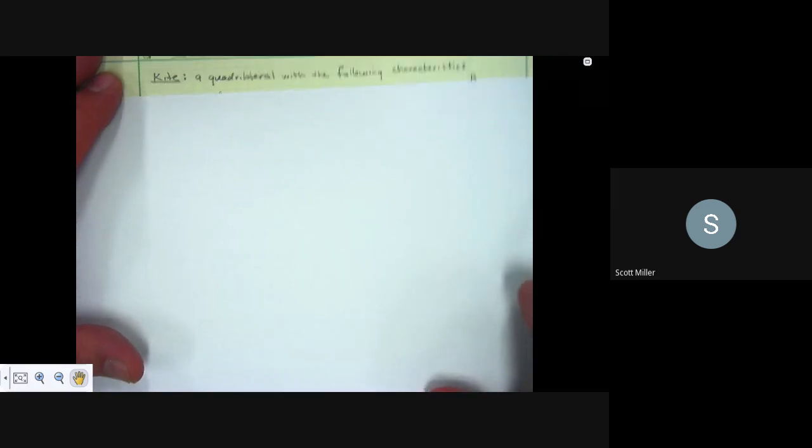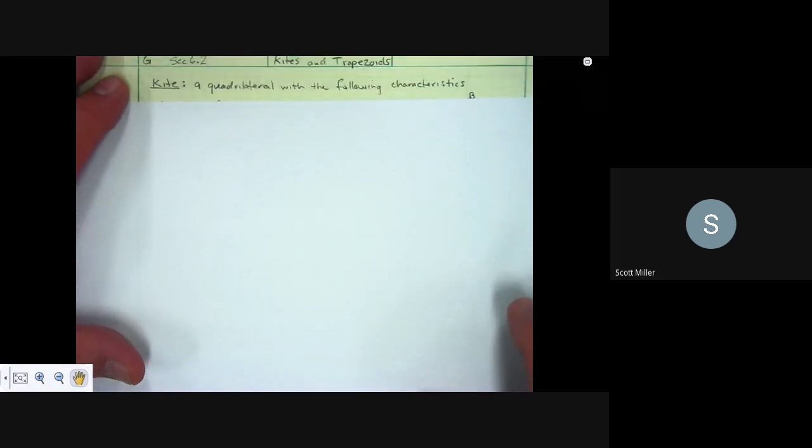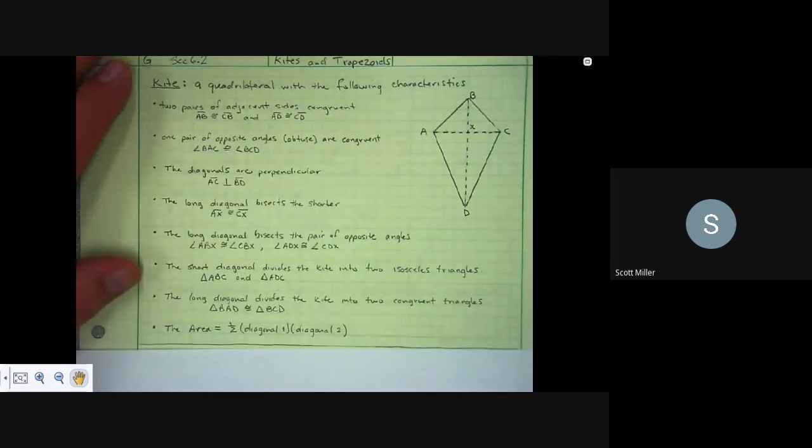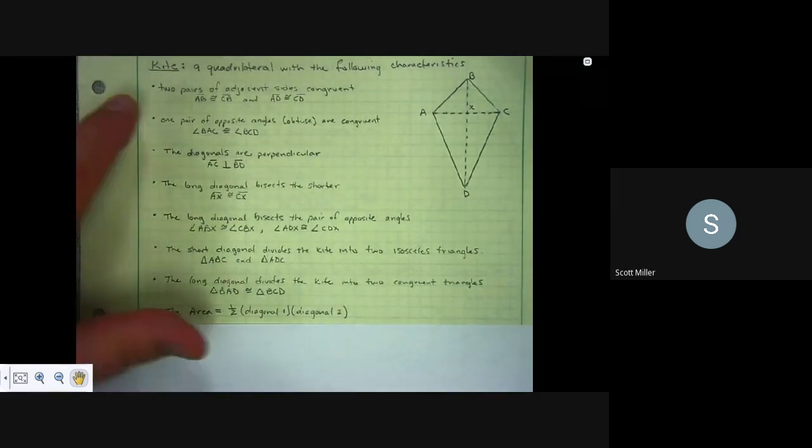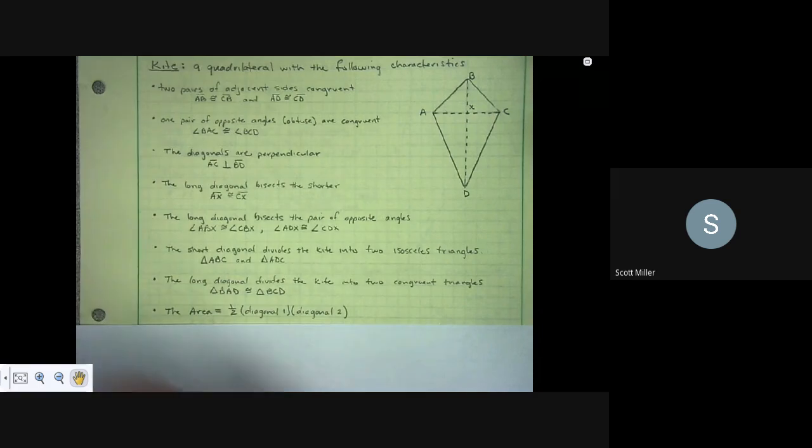So a kite is just like you may think about, just picture the old school kite types, the little shape right here. So let's run through all the different conditions or characteristics that we have. Some things to remember about a kite. Two pairs of adjacent sides are congruent. These two sides are congruent. These two sides are congruent. So two pairs of adjacent sides are congruent.